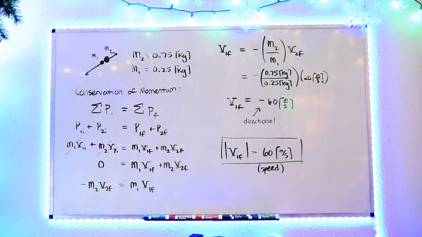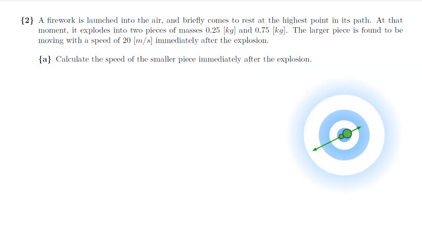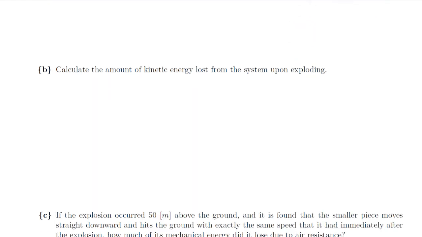Relatively good so far. Okay. Part B is to just calculate the amount of kinetic energy that is lost from the system upon exploding. This word right here was a little typo. This should actually be a gain of kinetic energy, which you'll see in a second here.